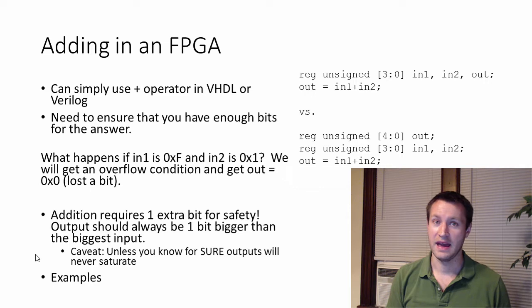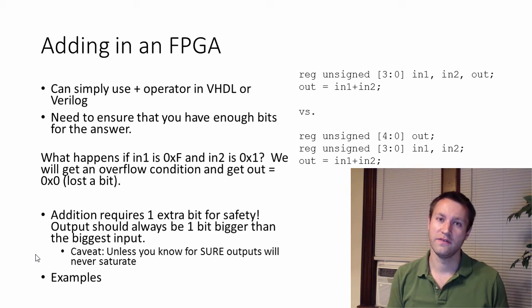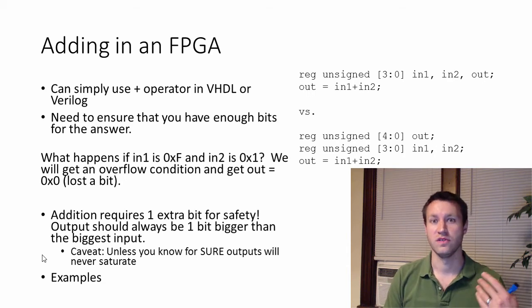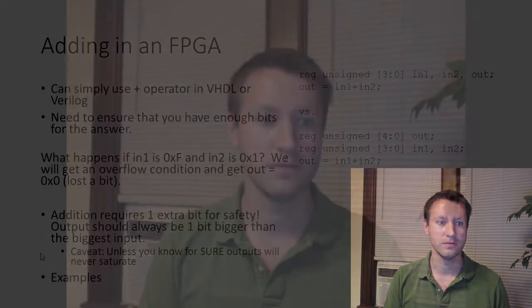So like, am I adding two 4-bit numbers together that can go 0 to 15? Guess what? I need a 5-bit result. Am I adding two 4-bit numbers that can go 0 to 7? I don't need a 5-bit result. I can use a 4-bit result. That's fine. You need to really know what you're doing, which can be tedious for people who are used to just the compiler taking care of all that stuff for you.